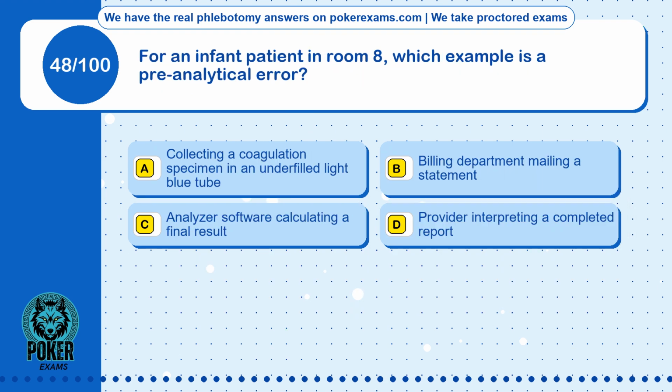Question 48. For an infant patient in room 8, which example is a pre-analytical error? Option A. Collecting a coagulation specimen in an underfilled light blue tube. Option B. Billing department mailing a statement. Option C. Analyzer software calculating a final result. Option D. Provider interpreting a completed report.